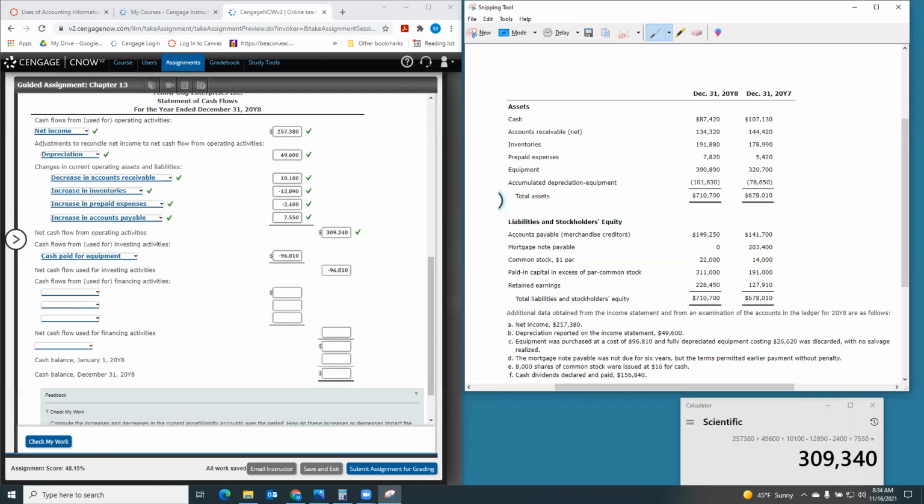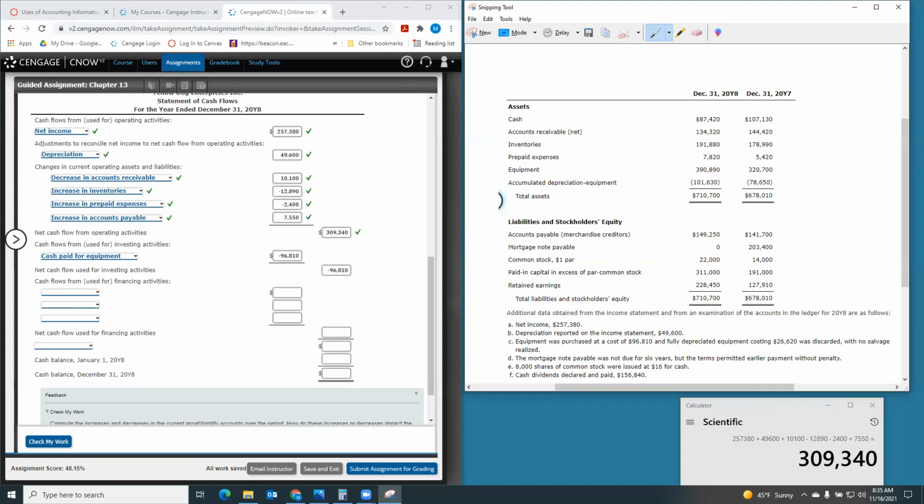We have a mortgage note payable that allowed early payment, and you can see our balance last year was $203,400. Now our balance is $0, so we paid off that whole mortgage note. We also see that they issued 8,000 shares of common stock for $16 in cash, which means our common stock with $1 par increased by 8,000, and then our paid in capital in excess of par increased by $15 a share times the 8,000 shares. That's the amount of the increase there.